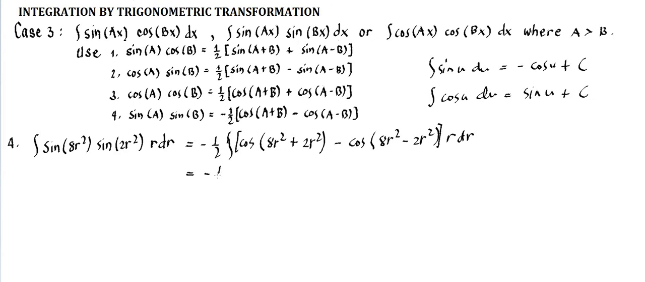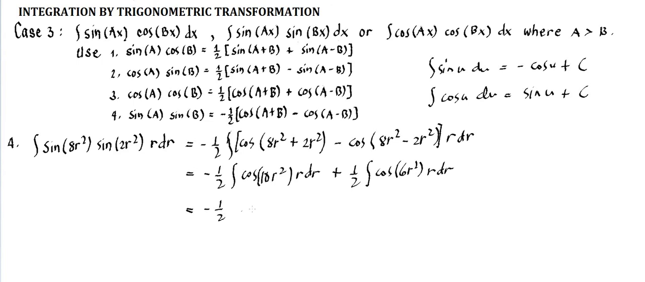So, magkakaroon tayo ng negative 1/2 integral of cosine of 8r squared plus 2r squared ay 10r squared. And then times r dr. And then minus minus is plus, ano? 1/2 integral of cosine of 8r squared minus 2r squared is 6r squared. And then times r dr. Okay? So I will have negative 1/2 integral of cosine of 10r squared.